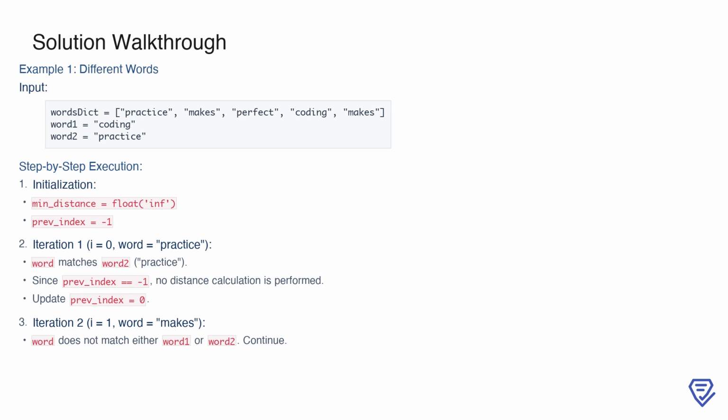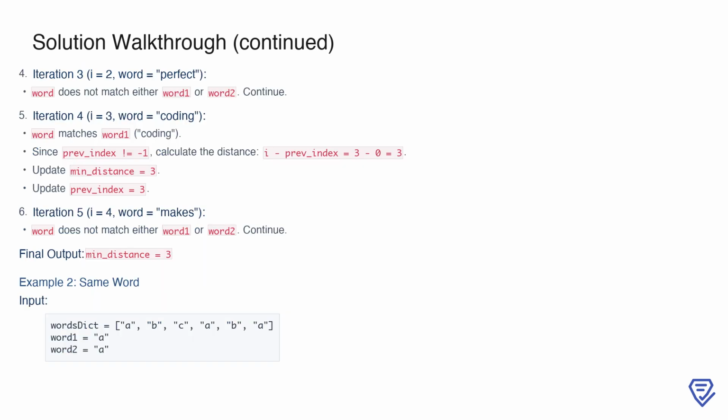As we iterate through the list, on the first step, the word at index 0 is practice, which matches word 2. Since prev_index is still -1, we don't calculate a distance yet, but we update prev_index to 0. On the next step, at index 1, the word is makes, which matches neither word 1 nor word 2, so we simply move on. At index 2, the word is perfect, which again doesn't match either of the target words, so we continue. Then, at index 3, the word is coding, which matches word 1. Now that prev_index is not -1, we calculate the distance as the current index minus prev_index, or 3 minus 0, which equals 3.